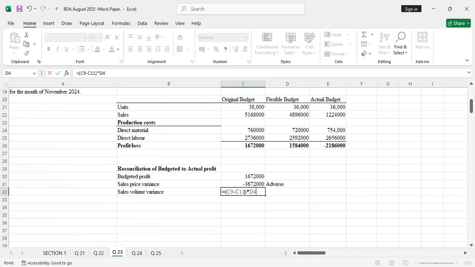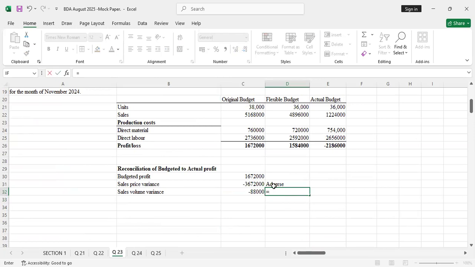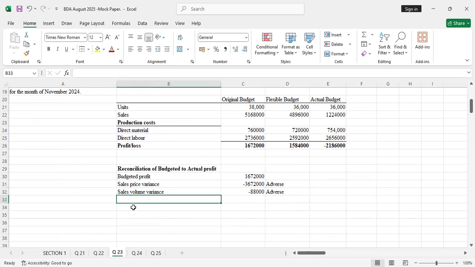So this value, I'll introduce a negative here, because it's an adverse variance: you budgeted for 38, then you sold 36. So don't enter the values positive. You reason. So you'll have negative 88,000, and that is adverse. You can decide to write adverse, but even if you don't write it there, I'll give you the full marks, because you know what you are doing by just getting negative 88,000.